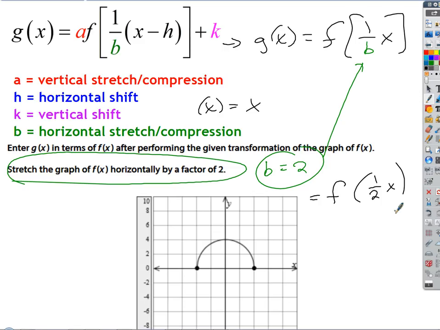It's weird that your answer ends up being 1/2. I know what you're probably thinking. Well, that seems like that would be a compression because there's a 1/2 in front of the x. But what you just have to remember is that the b is on the bottom. And so that's where I plug in b. So a b value of 2 actually ends up looking like a 1/2 in front of the x. Okay? So what then if I were going to do a compression?